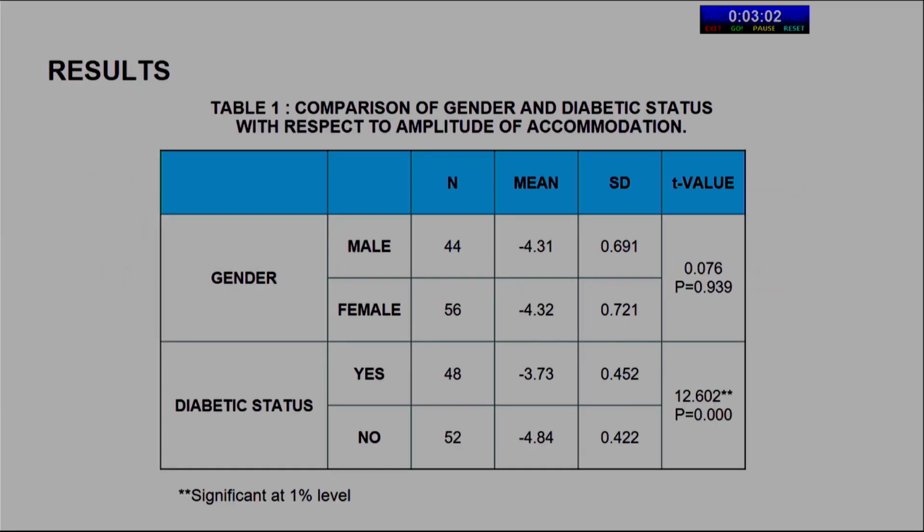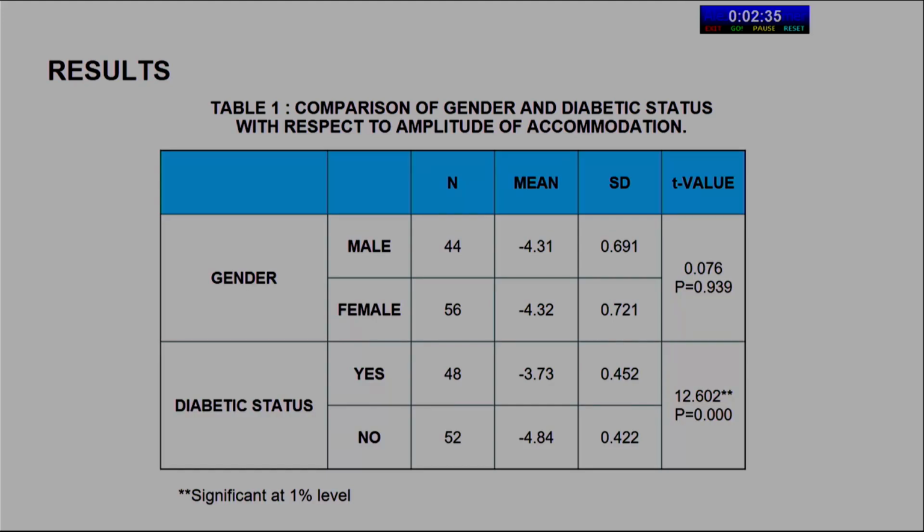And coming to the results, table 1 represents the comparison of gender and diabetic status with respect to amplitude of accommodation. In males, the mean value was minus 4.31, and in females, the mean was minus 4.32, and the t-value showed no statistical significance. In diabetics, the mean value was minus 3.73, and in non-diabetics, it was minus 4.84, showing statistical significance.